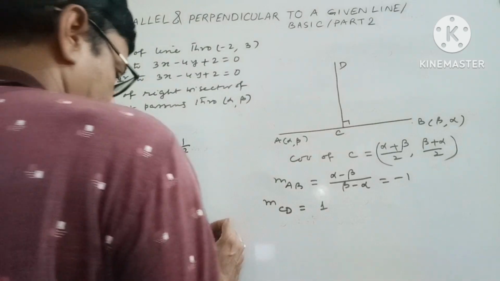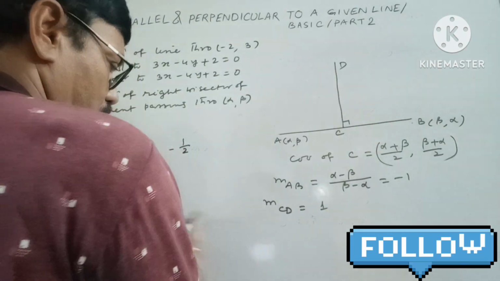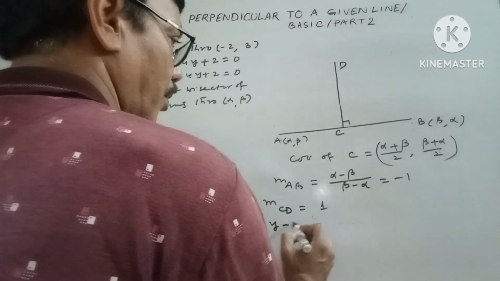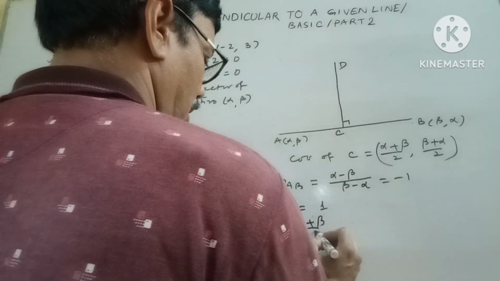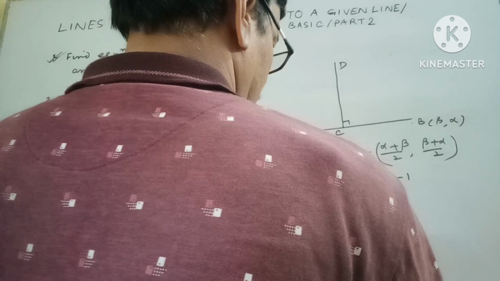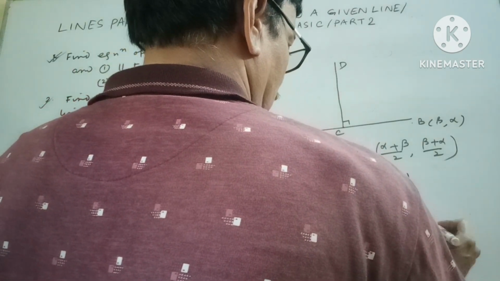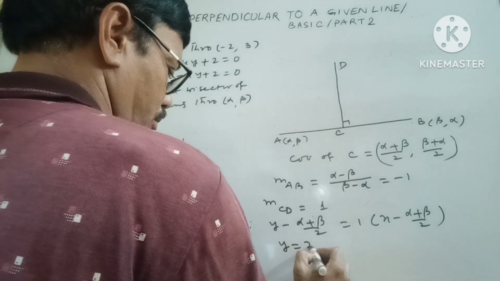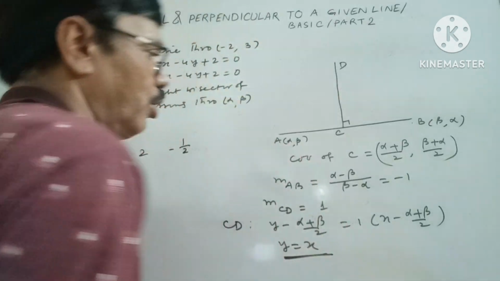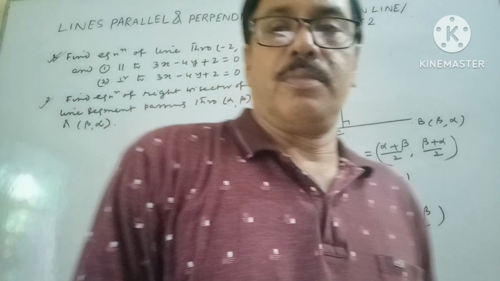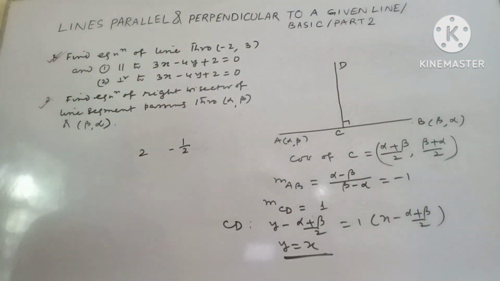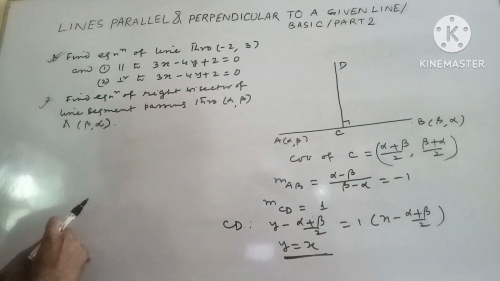So now MCD you have to find. So you are getting the equation of CD: y - (alpha + beta)/2 = 1 into (x - (alpha + beta)/2). So y equals x. So what is the perpendicular bisector? y equals x. So you remember this result.